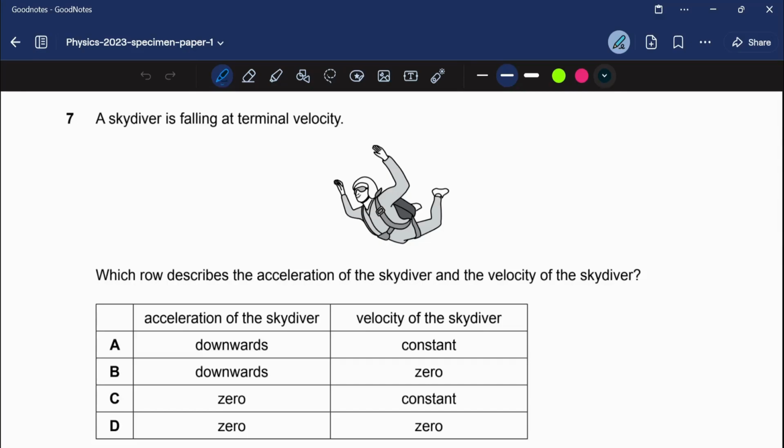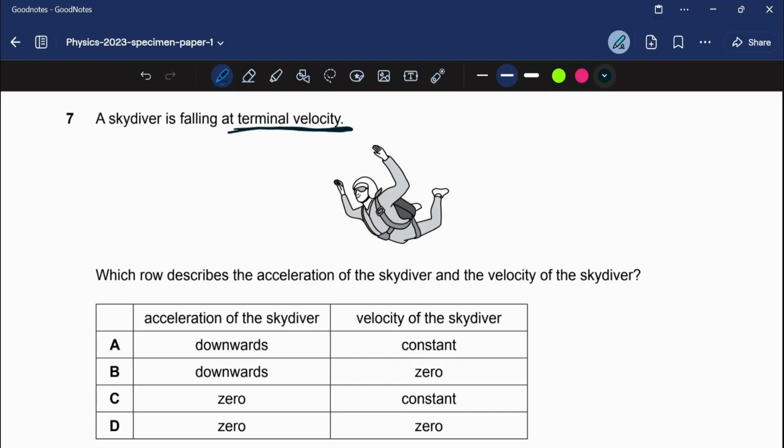Now, this is a real world problem, and all the problems in physics and maths are real world problems, but to approach this problem, you need to think critically, okay? Now, the skydiver is falling at terminal velocity. Now, what is terminal velocity actually?